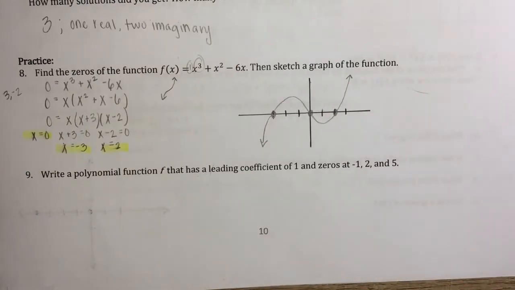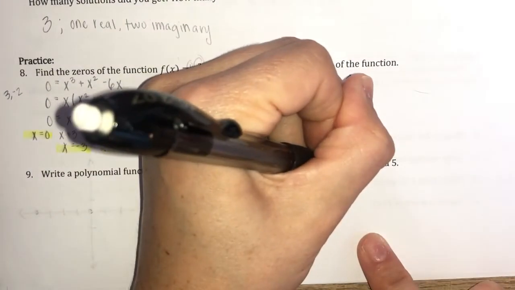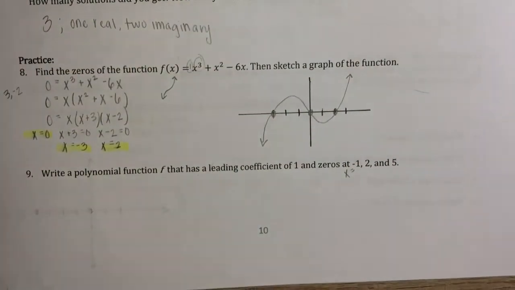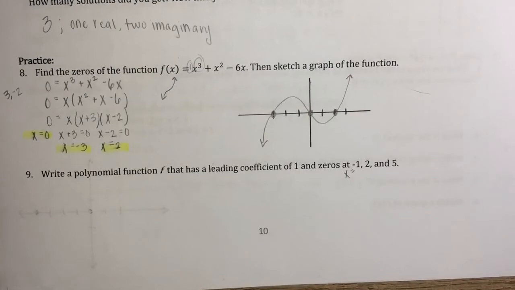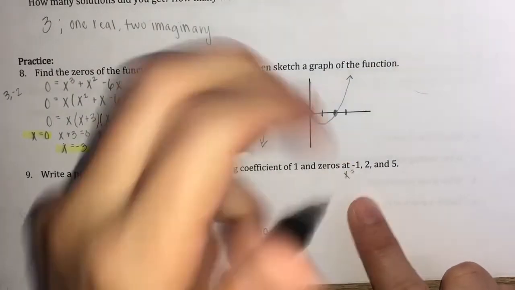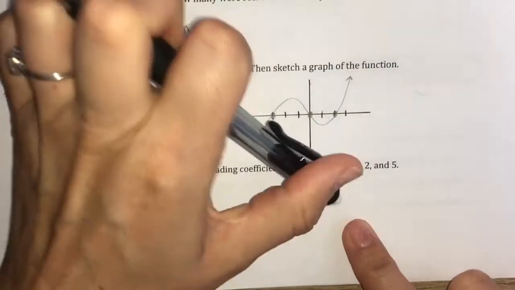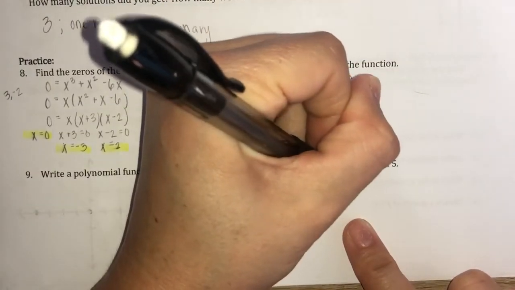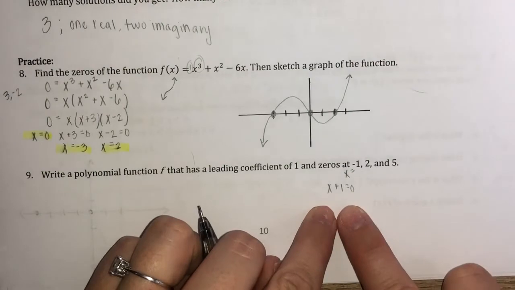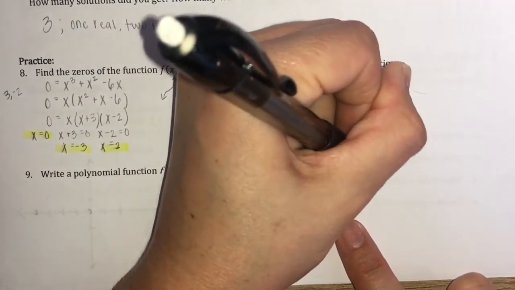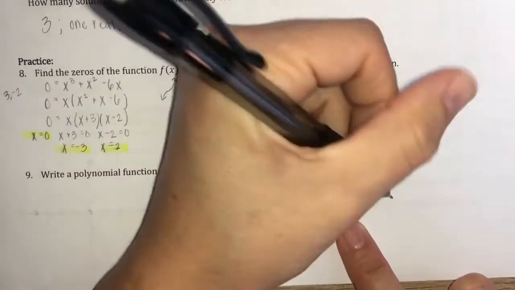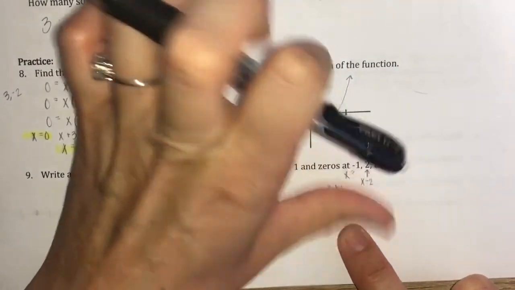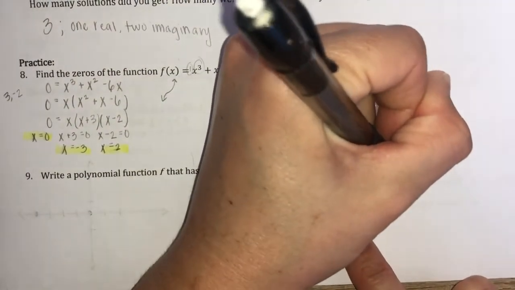And then for 9, it says write a polynomial function f that has a leading coefficient of 1 and zeros at negative 1, 2, and 5. So if it has zeros at negative 1, 2, and 5, zeros are the same thing as solutions. So the factors that would have gotten me those solutions are x plus 1, because it would be like x plus 1 equals 0, and then subtract the 1 over to get x equals negative 1. For x equals 2, it'd be x minus 2, and then for 5, it would be x minus 5.